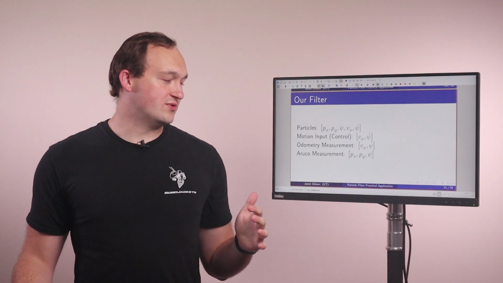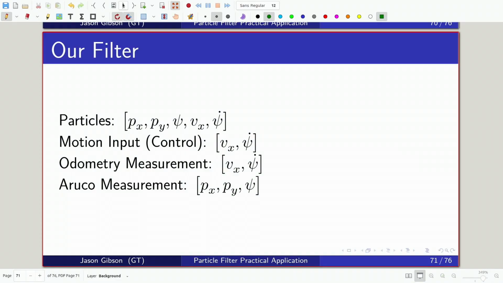This is what our actual filter looks like. We have our particles, which represent our position in the X, position in the Y, and our psi, which represents our yaw. We're going to have some velocity in the X, that is our body velocity, how fast we're moving forward in the body frame, and then a yaw rate, which is essentially how fast we're rotating. So the actual motion input will be applied on Vx and psi dot, our yaw rate.